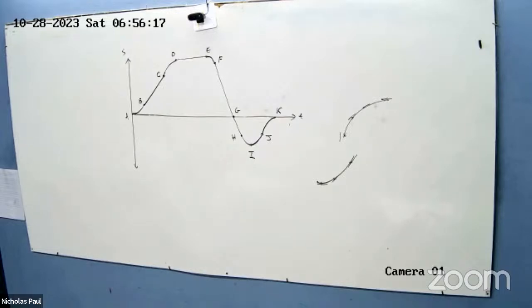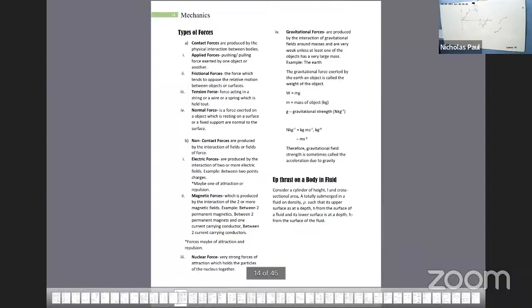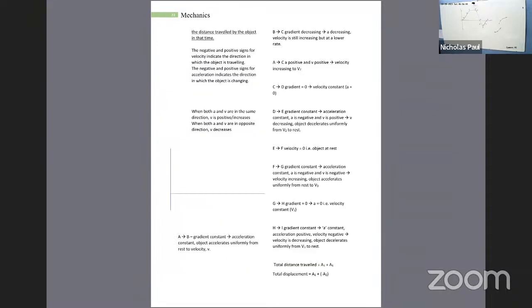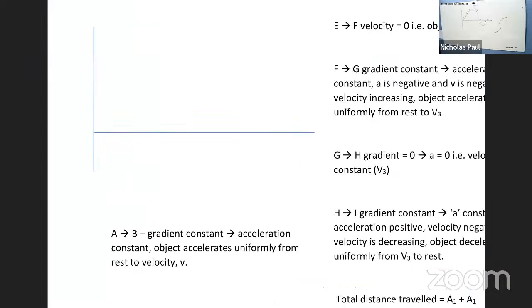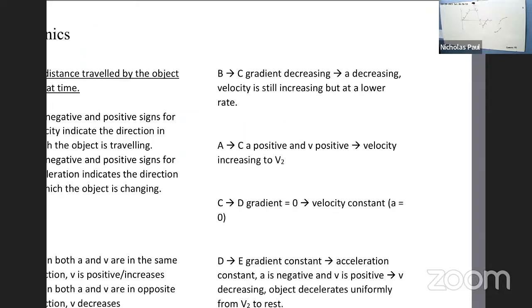Right, as a quick review, remember the velocity time graph, the gradient is acceleration, right? And the area under the graph is displacement. Right, same thing. And they give you all the information there, A to B, B to C, and so on, right?